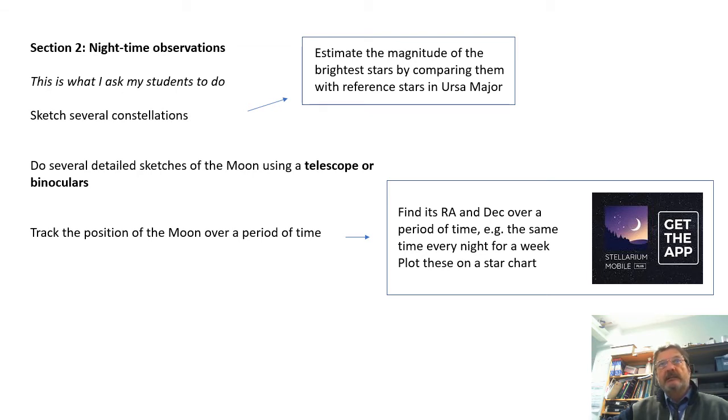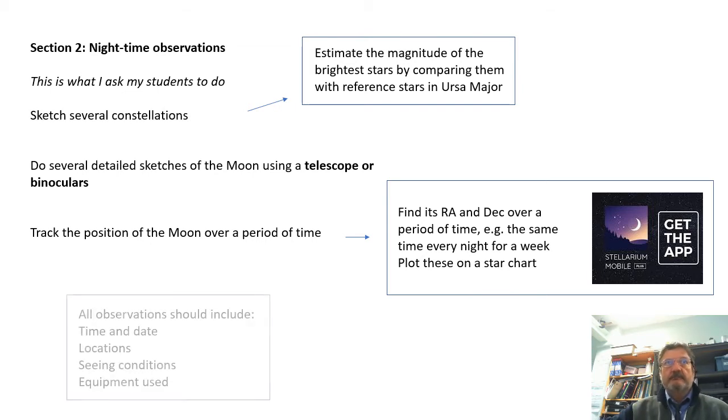Now, when I say that, I want to know its right ascension and declination over a period of time. For example, the same time every night for a week, and you plot those on a star chart. I strongly suggest you get this app on your mobile phone called Stellarium. Stellarium's a brilliant program on my desktop and on my phone app, and you can basically point it at something and it will tell you its right ascension and declination. So Stellarium I recommend, and it's free, which is good.